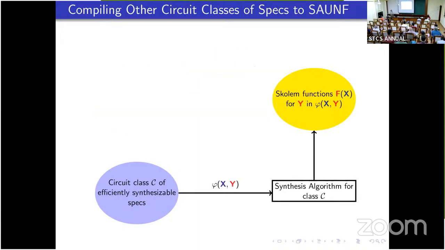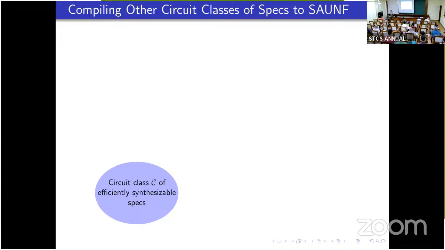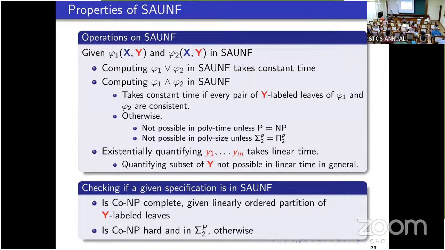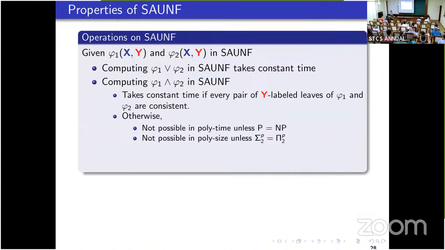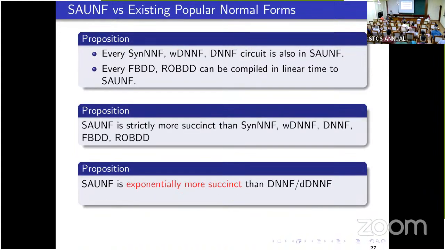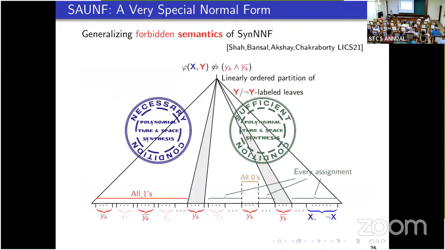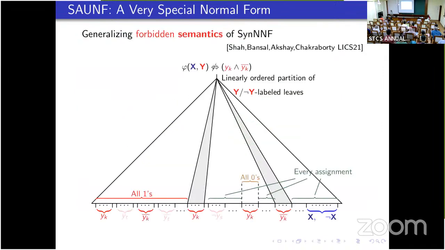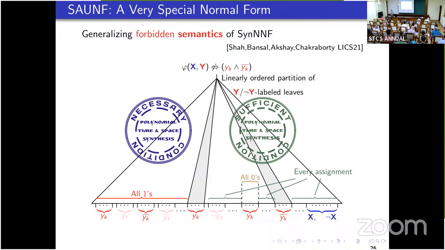And I'll tell you my understanding of why it may not have been looked at exactly the way we looked at it. Let me go to that slide. What we figured out is that synthesis and existential quantification are two sides of the same coin. If you can do one thing efficiently, you can do the other efficiently, and vice versa. And therefore, we said, okay, let's focus on quantification. That is the one operation that I really care about.